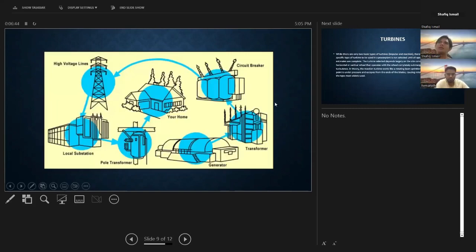Okay, so this is the illustration of the information that I told you before. It shows how the power we get from the station goes to our home and then to the industry.